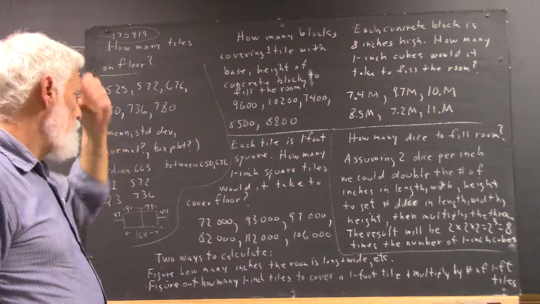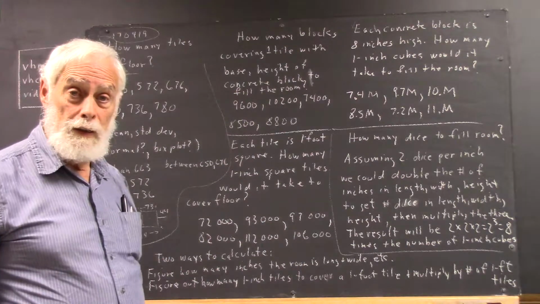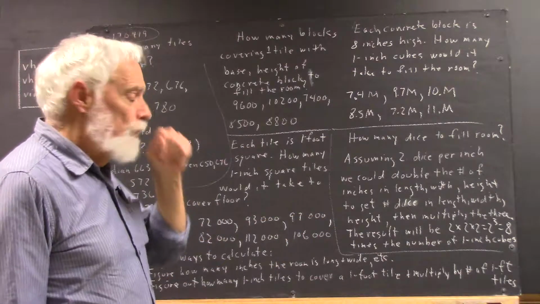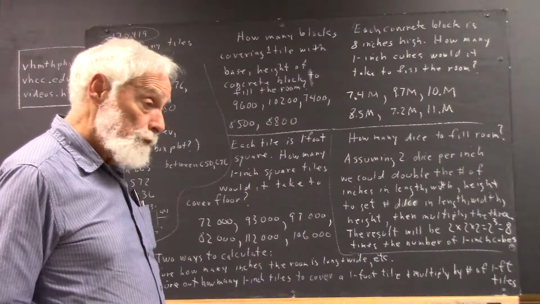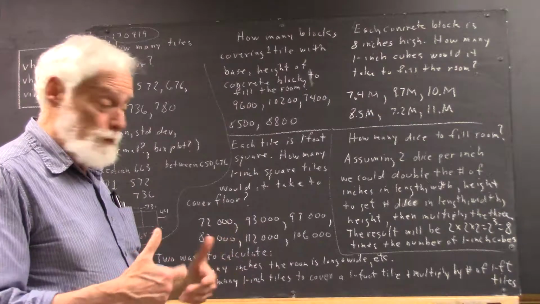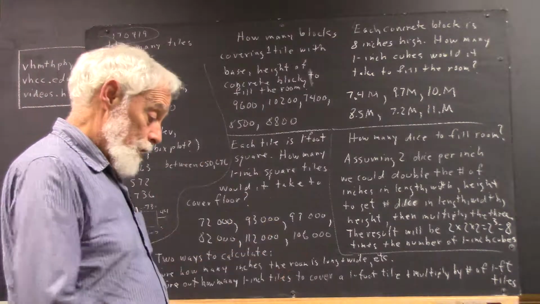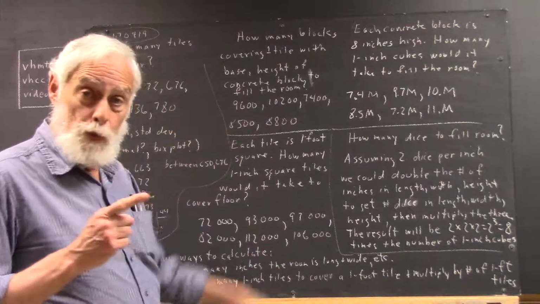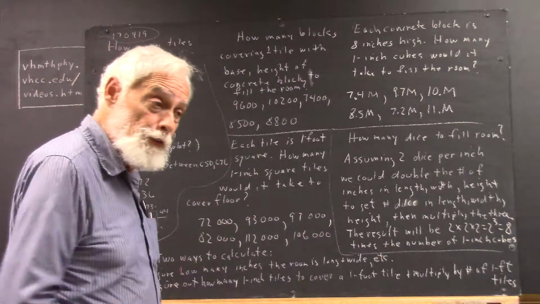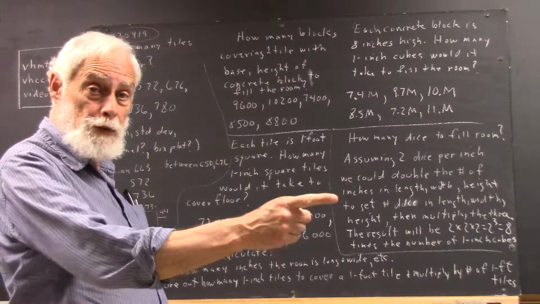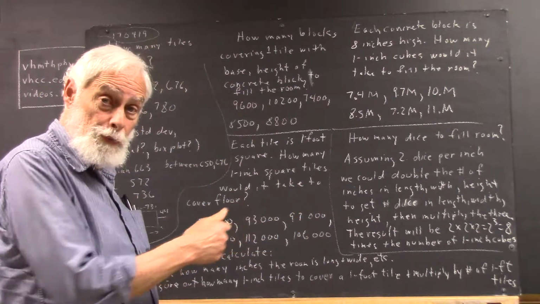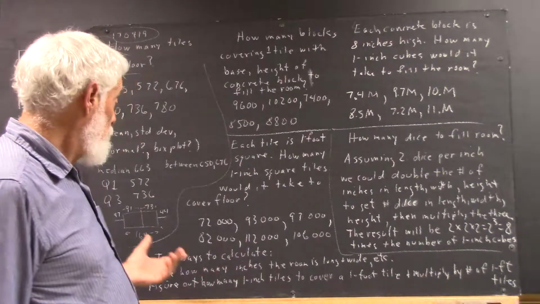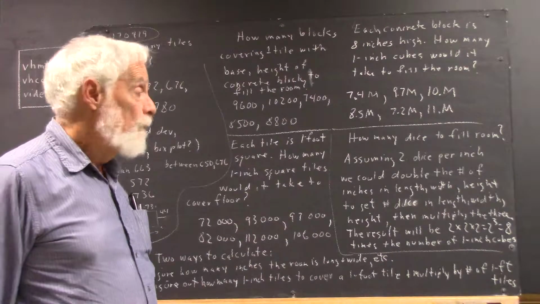So one way to calculate it is to say: I've counted how many tiles the room is wide, and how many it's long. And I know those are 12-inch tiles. So I multiply the 12 inches by the 24 tiles I got that way and the 30 tiles I got that way, and figure out how many inches it is this way and how many inches it is this way. And then I multiply those numbers together, and I get this result.